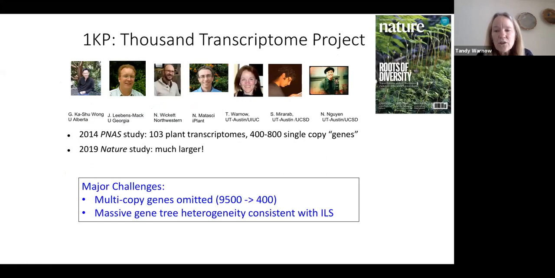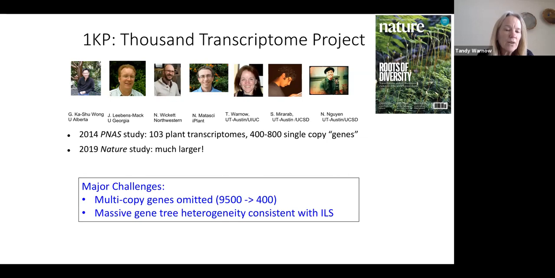Okay, so this kind of problem shows up in biological data sets. This is just one example from the 1,000 Plant Transcriptome Project. In 2014, we had a study in PNAS. In 2019, we had another study in Nature. And in both of those cases, there were multi-copy genes. Multi-copy genes is what you get with gene duplication and loss. And in this particular study, we had to reduce from 9,500 gene families to 400 because we could only work with the single copy genes. So that's just an indication of how common gene duplication is.